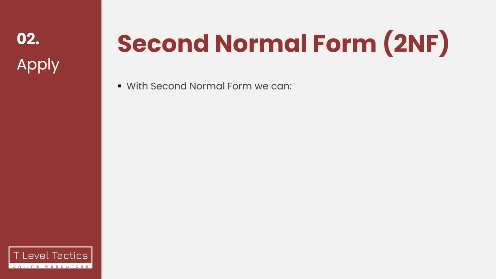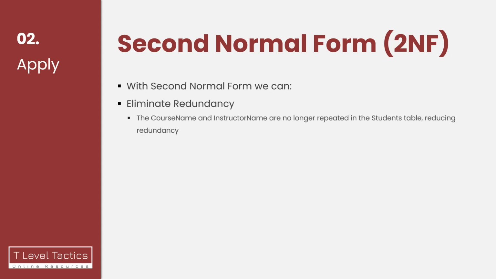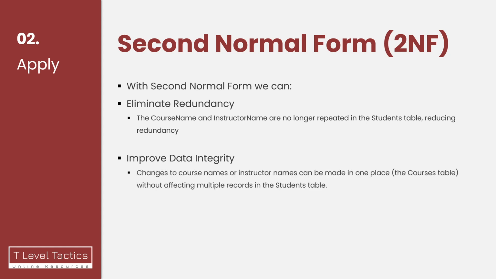With second normal form, we can eliminate data redundancy. So for instance, the course name and instructor name are no longer repeated in the students table, reducing that data redundancy. We can improve data integrity. So changes to course names or instructor names can be made in one place in the courses table without affecting multiple records in the students table.